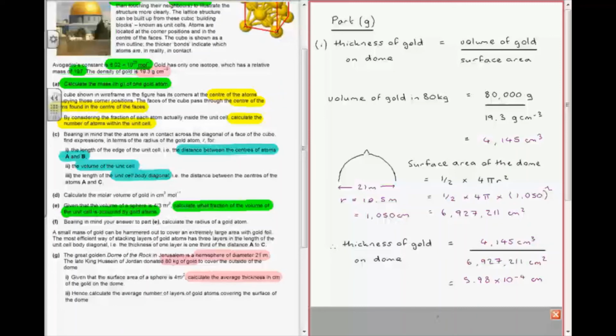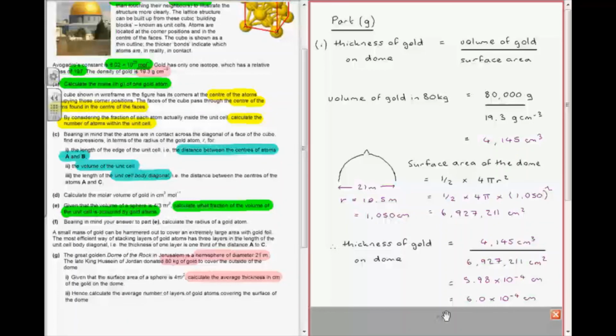centimeters. However, we cannot give this final answer to this high degree of accuracy. If we look back at the question, we are basing this answer on two values which are given to two significant figures: the mass of gold used of 80 kilograms and the diameter of the hemispherical dome of 21 meters. And so our final answer for the thickness of gold on the dome must be given to only two significant figures, which is 6.0 times 10 to the minus 4 centimeters.